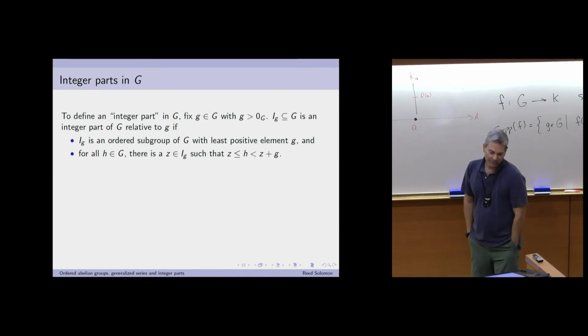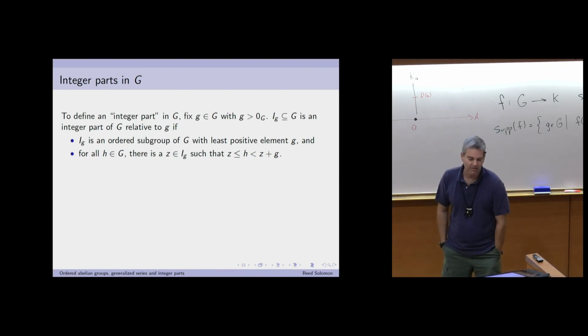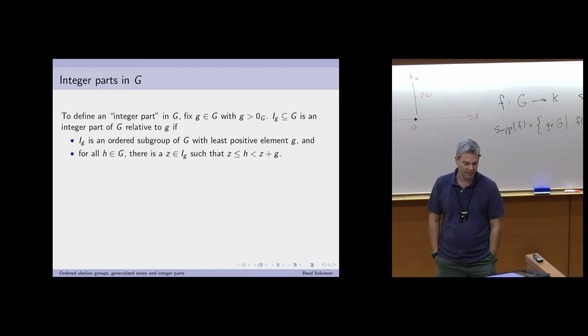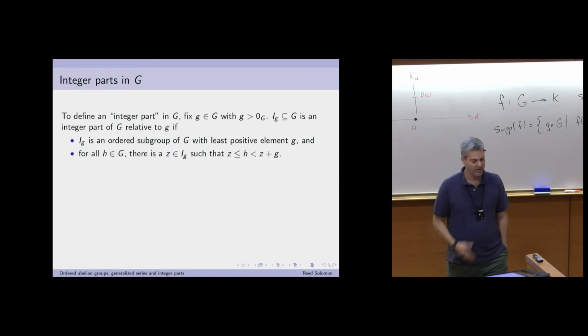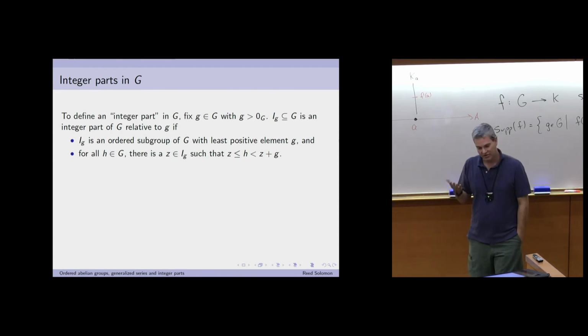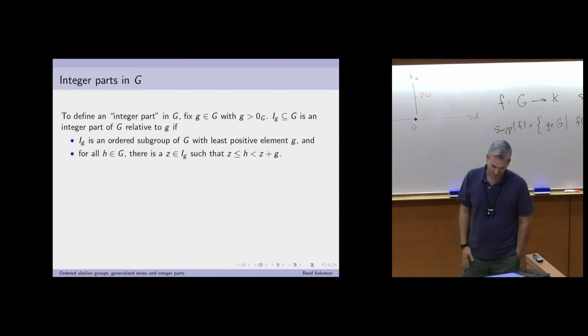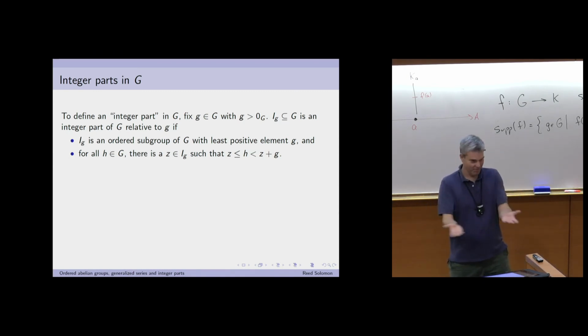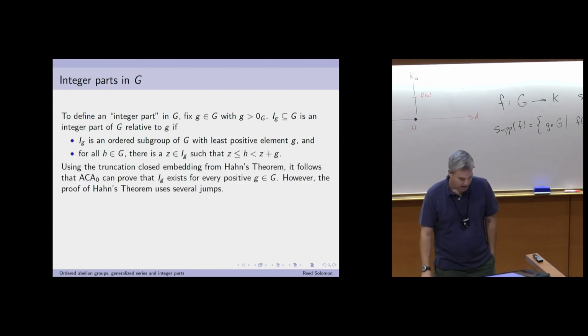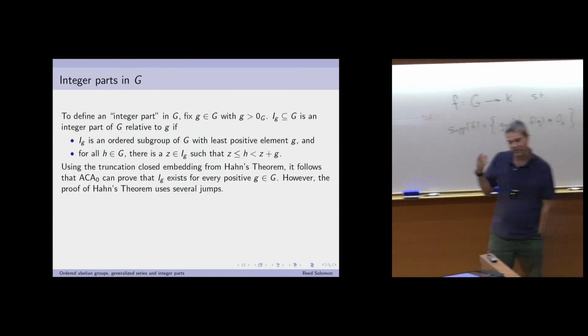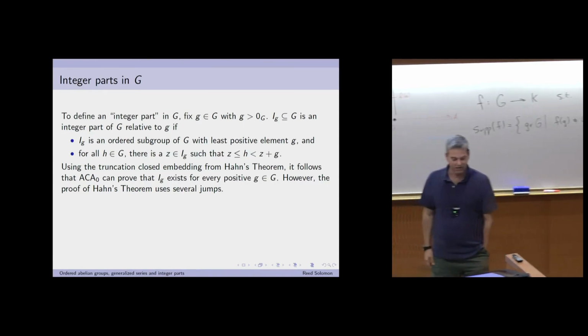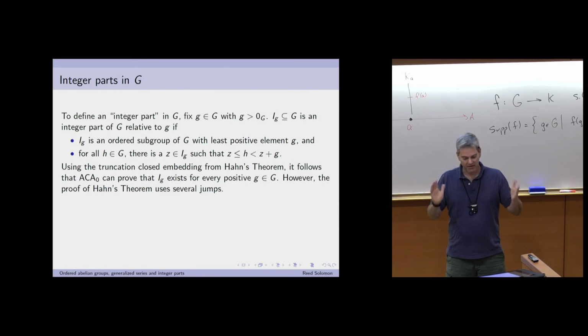So to define an integer part in G, fix a positive element little g, and then say that a subgroup I is an integer part of G relative to little g if I is an ordered subgroup, it has g as its least positive element, so it's discretely ordered, and it has the right sort of integer property. All right? And just as in the method of Morgan-Rousseau, getting the integer part, once we have this truncation closed embedding from Hahn's theorem, we can just read off what the integer part should be. So we can get that these integer parts exist in the group case in ACA naught.